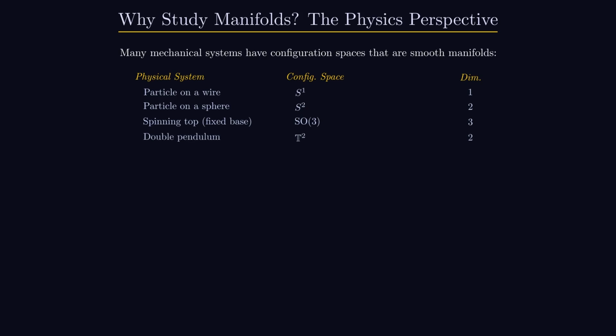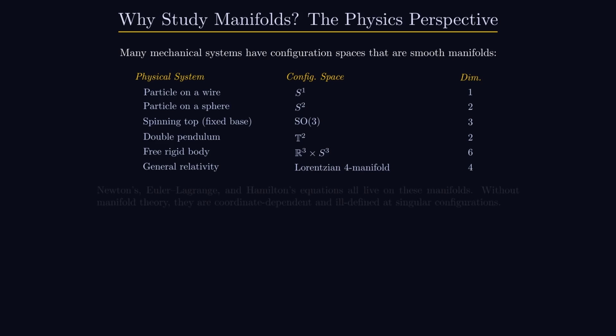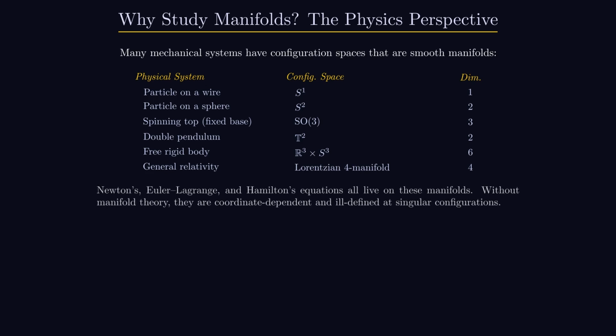A free rigid body requires both position in R3 and orientation in S3, giving a six-dimensional manifold. And in general relativity, space-time itself is a four-dimensional Lorentzian manifold. Newton's equations, the Euler-Lagrange equations, and Hamilton's equations all live on these manifolds. Without manifold theory, they are coordinate-dependent and ill-defined at singular configurations. And from the pure mathematics side, manifolds appear at the heart of every major field.